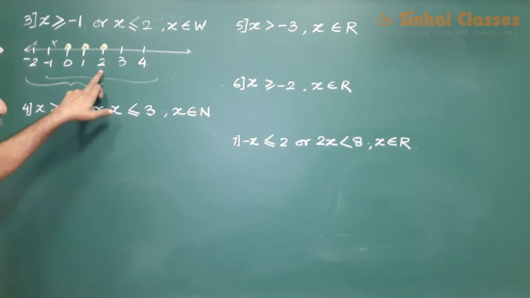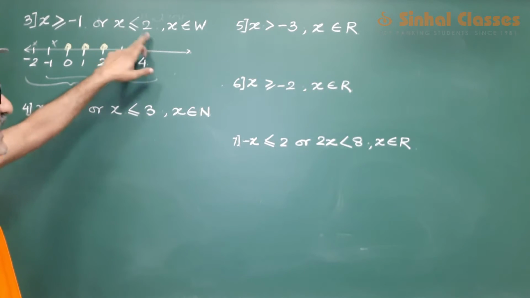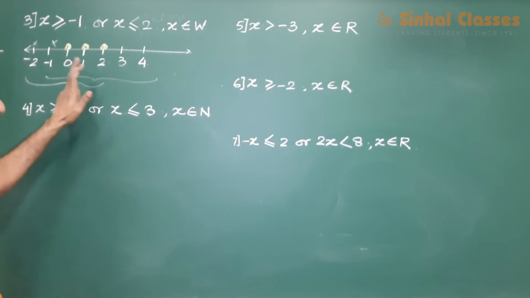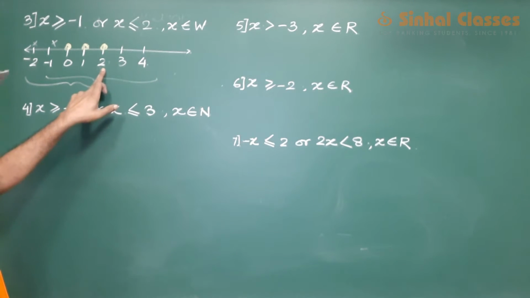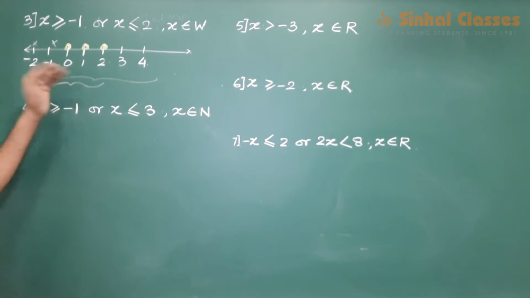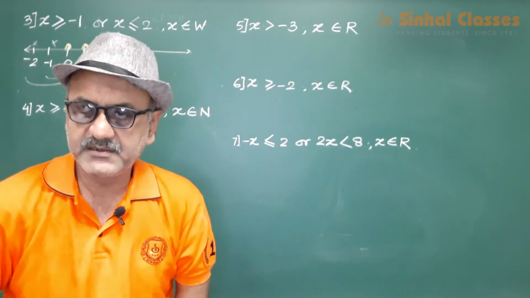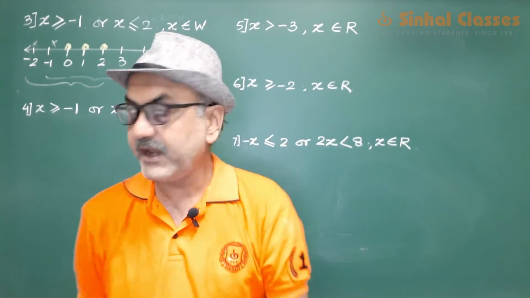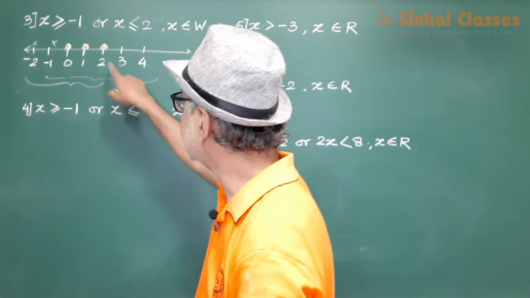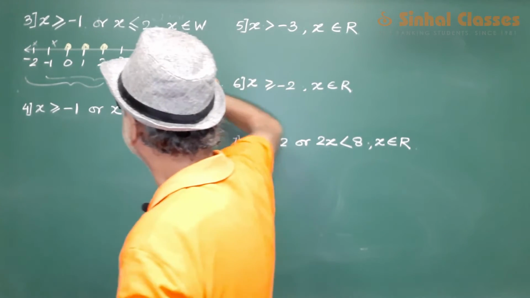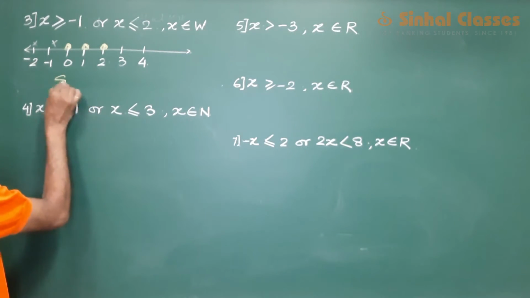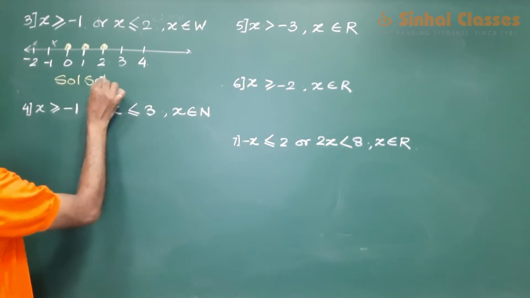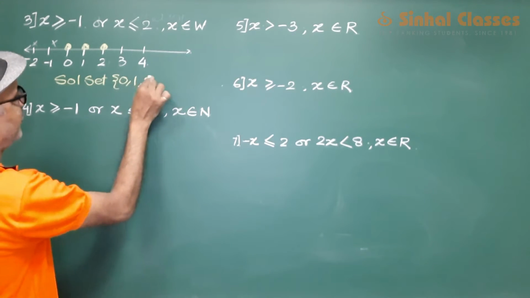Now why do I include this 2? यहां पर हमने 2 को क्यों इंक्लूड किया है? The reason is x is less than, okay, less than मतलब 1, 0 तो आ गया, but it is also stated that x is equal to 2. So I have considered this 2 also and I am not going beyond 0. Why am I not going beyond 0? Because beyond 0 we don't have whole numbers. Negative numbers are not whole numbers. So we cannot go beyond 0. So our solution set is 0, 1 and 2.